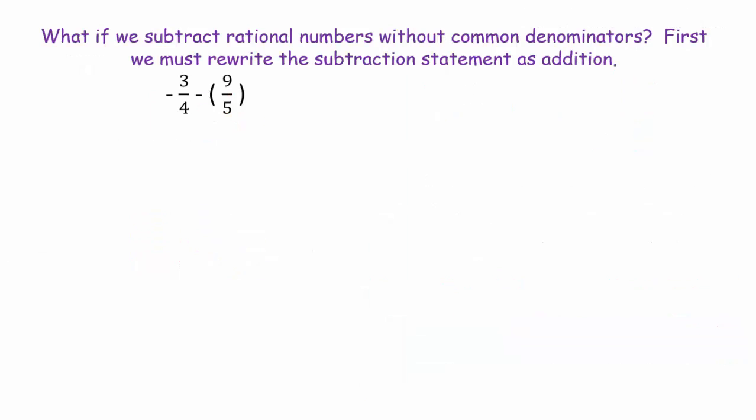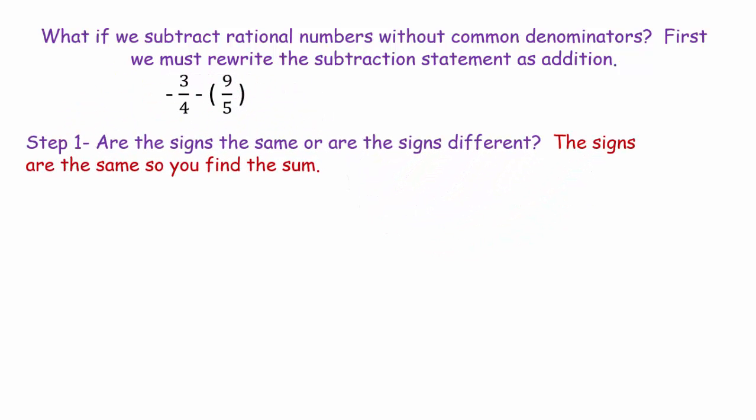What if we subtract rational numbers without a common denominator? First, we must rewrite our subtraction statement as an addition statement, always. So I changed my subtraction to addition, and I changed the sign of the number that was being subtracted. We were subtracting a positive 9/5, so I changed that to a negative 9/5. The signs are the same, so I find the sum, right? We circle the sign that goes with the number. The signs are the same, so I go ahead and find the sum.